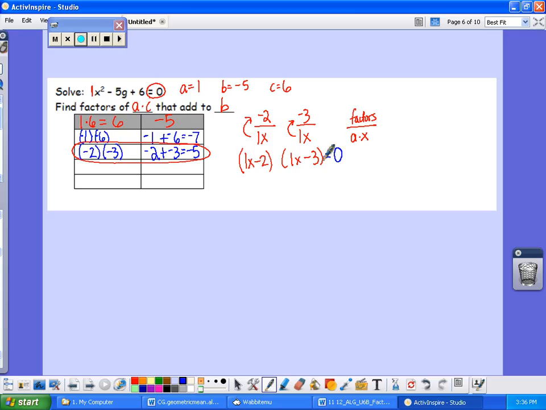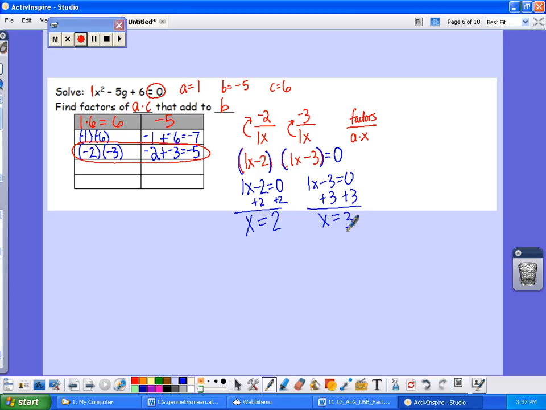And what is this property that I'm using here? The zero product property. I have two factors, meaning I'm multiplying two things together. So 1x minus 2 equals 0, and 1x minus 3 equals 0. Add 2 to both sides. X equals 2. Remember, I don't need to write 1x. Plus 3 and plus 3.